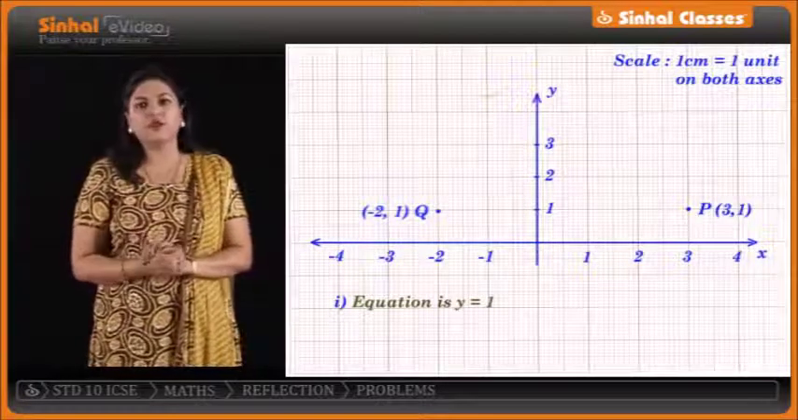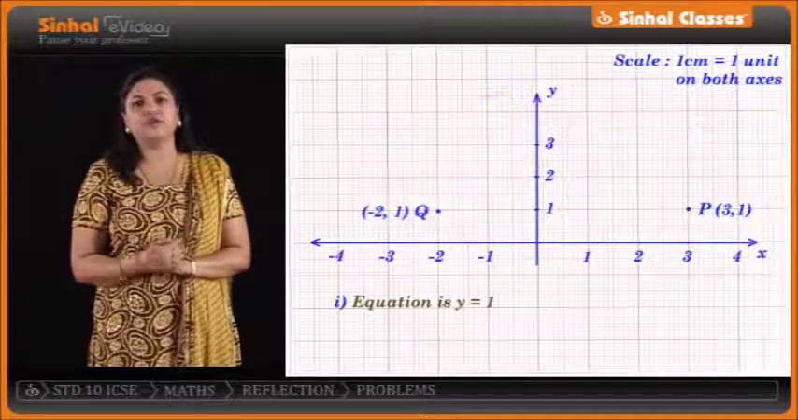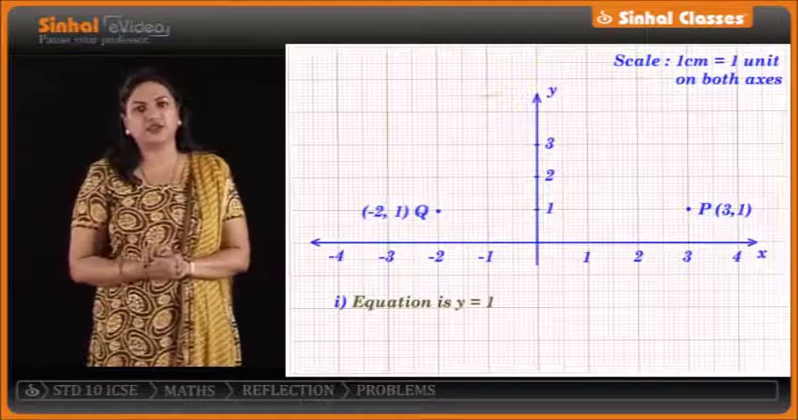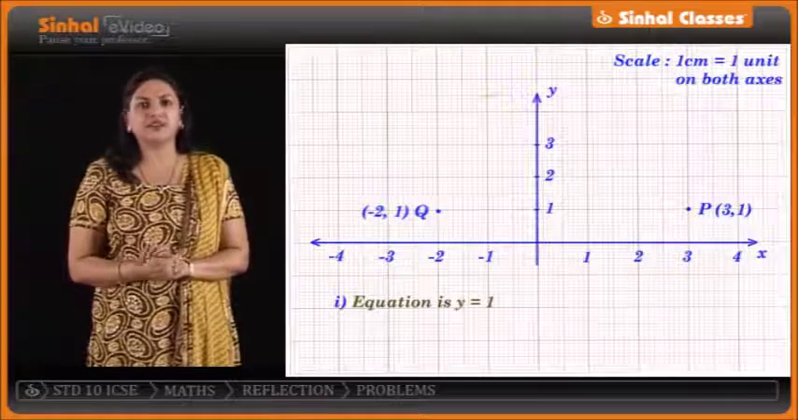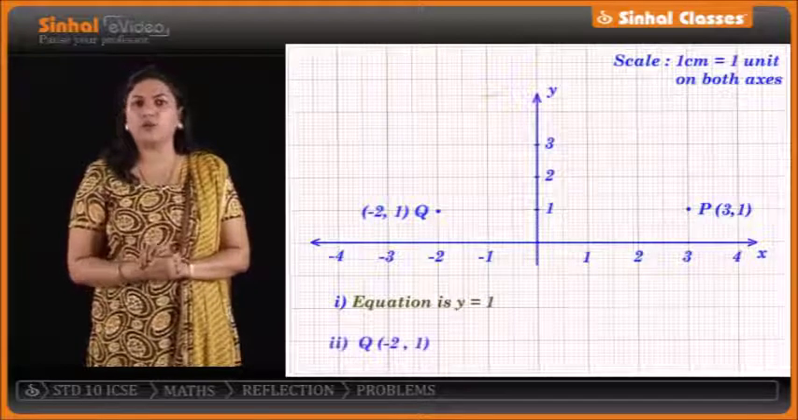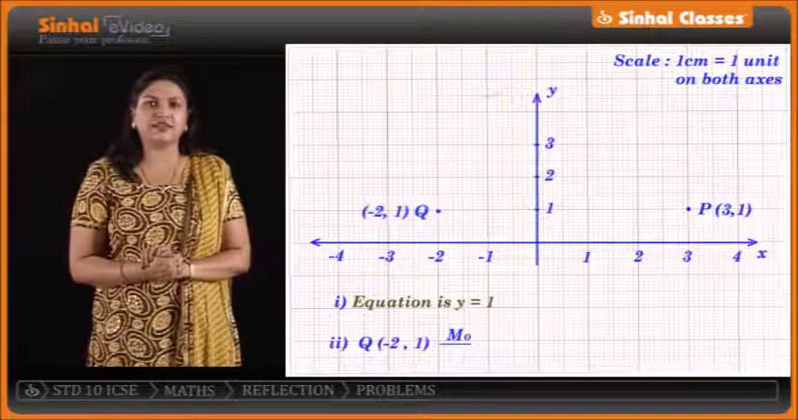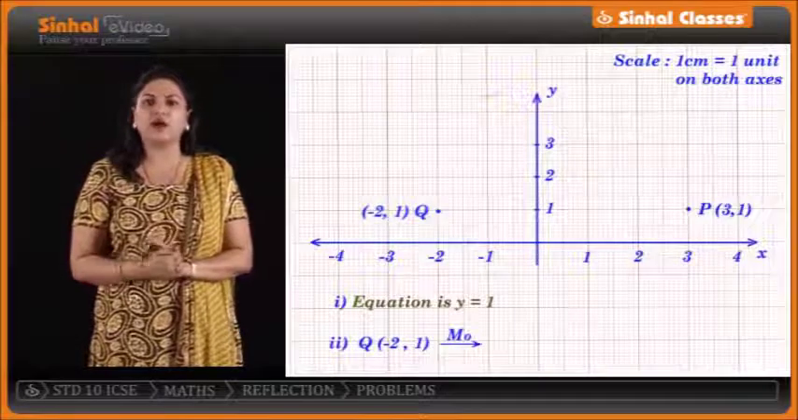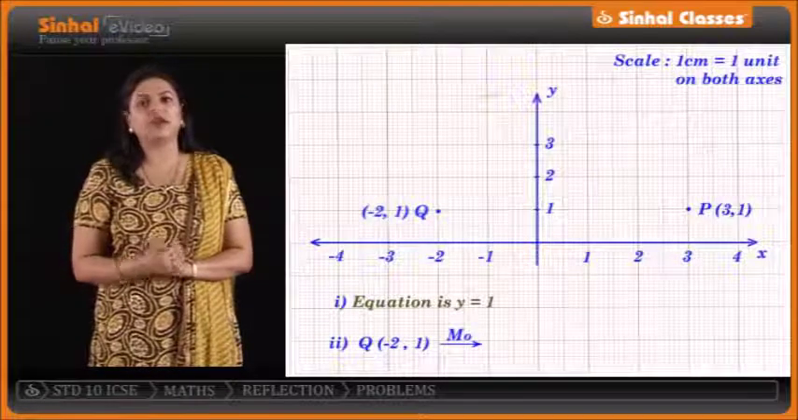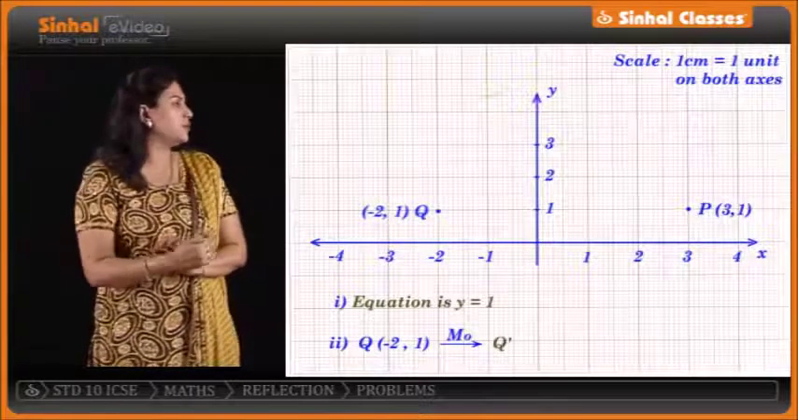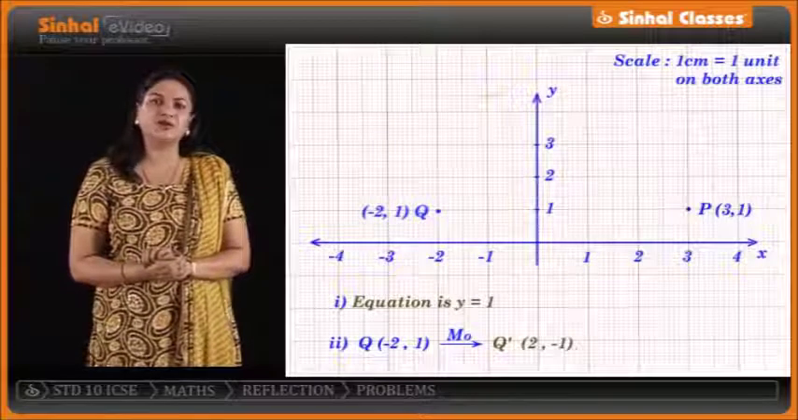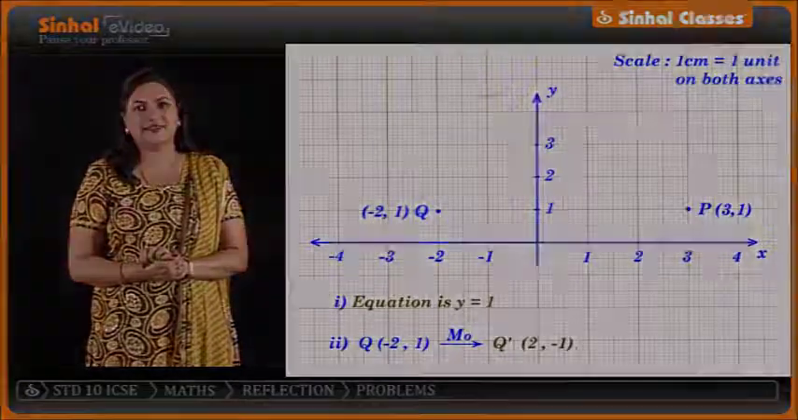Then we want to find the image of Q when reflected in the origin. Now Q has coordinates -2, 1. We reflect this in the origin, so the x and the y coordinate signs will change. We will get Q dash with coordinates as 2, -1.